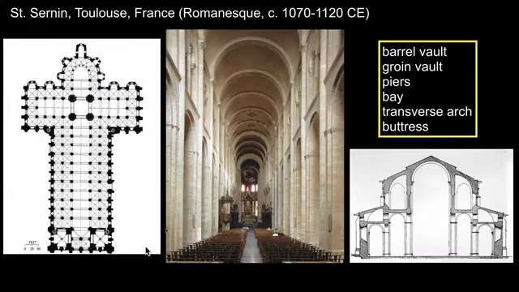On the interior, the nave ceiling is a barrel vault, with each of these lines indicating a transverse arch, or a round arch supporting the tunnel-like vault. Piers support each of the transverse arches. Each aisle is a groin vault, indicated by an X in the plan.